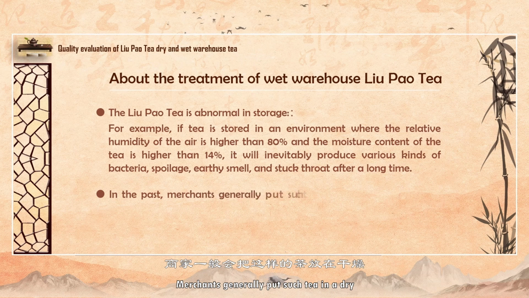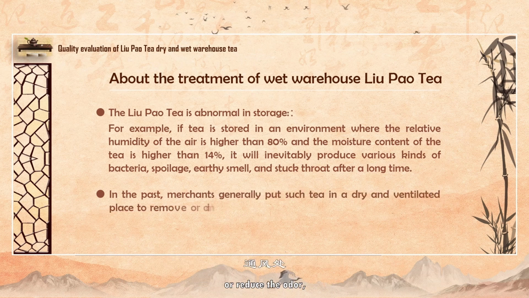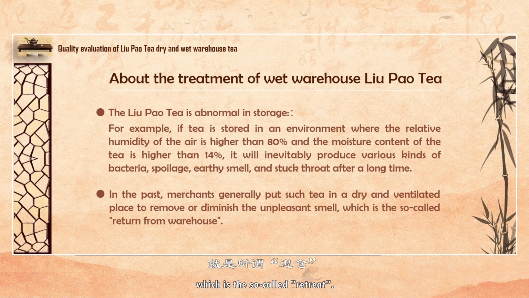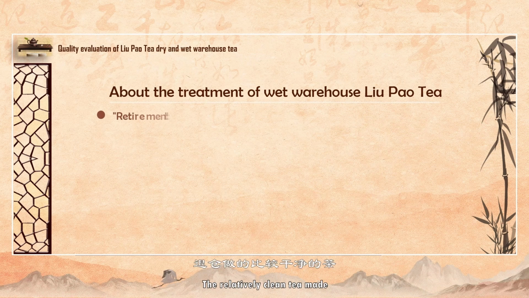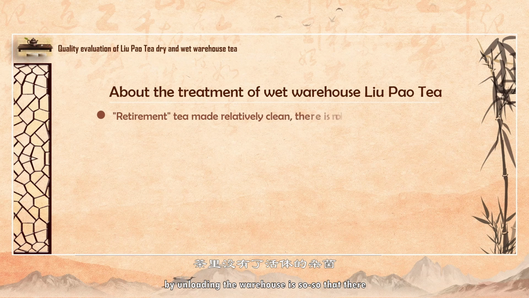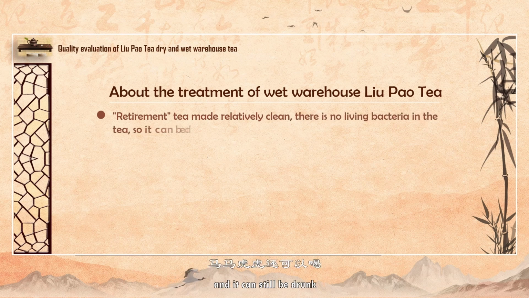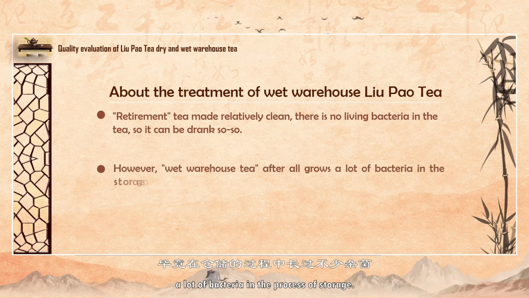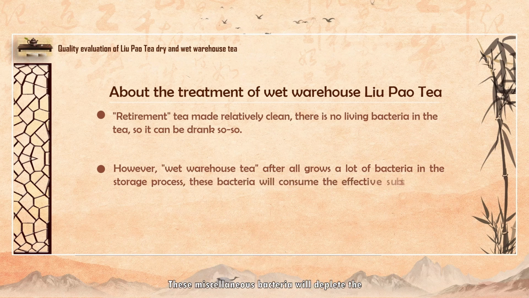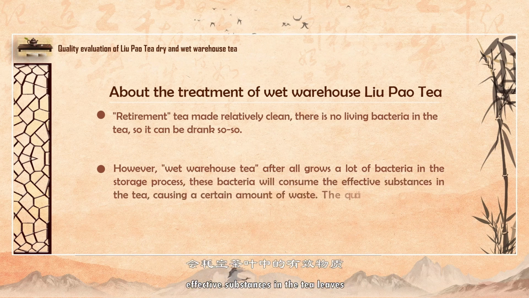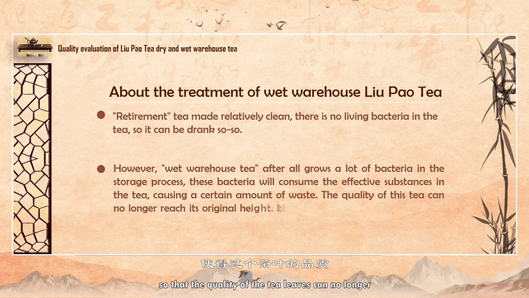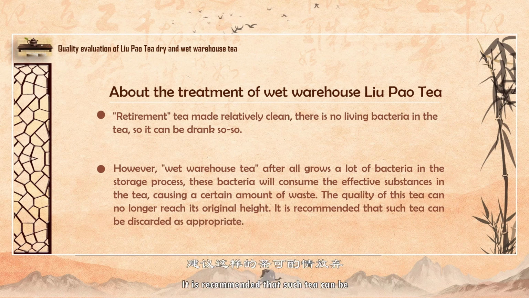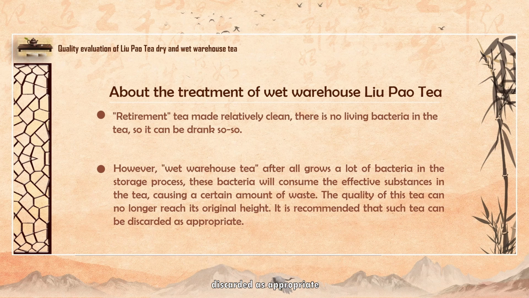Merchants generally put tea in a dry and ventilated place to remove or reduce the odor, which is the so-called unloading the warehouse. The relatively clean tea made by unloading the warehouse has no bacteria in it and can still be drunk. However, after all, wet warehouse tea has grown a lot of bacteria in the process of storage. These miscellaneous bacteria will deplete the effective substances in the tea leaves and cause a certain amount of waste, so that the quality of the tea leaves can no longer reach the height it should have been. It is recommended that such tea can be discarded as appropriate.